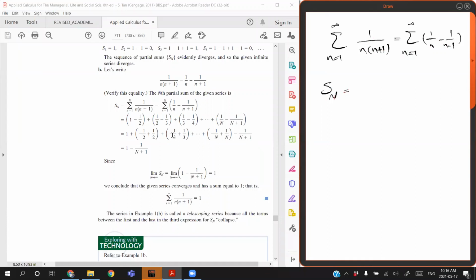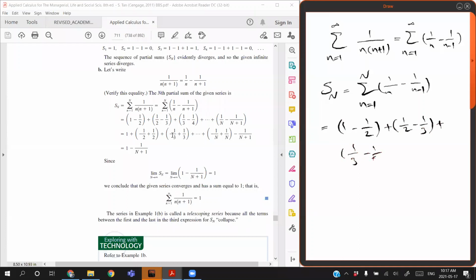When you want to write Sn, Sn is going to be sigma n from 1 to uppercase N of 1 over n minus 1 over n plus 1. First n is 1, so you get 1 minus 1 over 2, plus then n is 2, you get 1 over 2 minus 1 over 3. Then n is 3, so you get 1 over 3 minus 1 over 4. This keeps on until the uppercase N term, so you get 1 over N minus 1 over N plus 1.